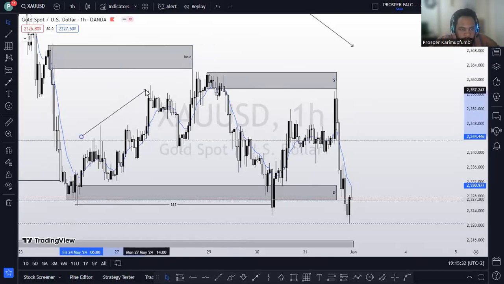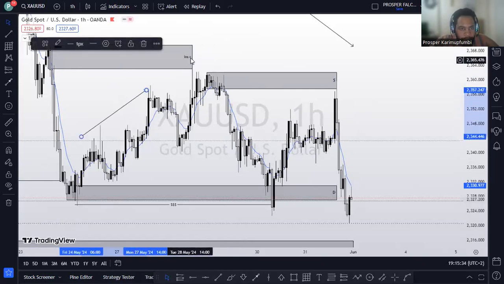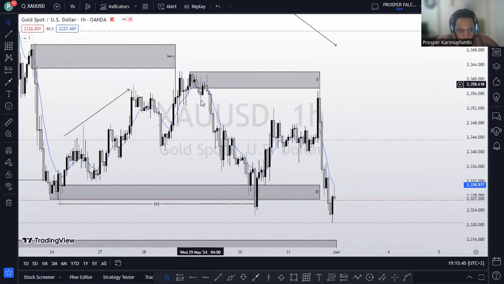So I was looking at this movement, gold going up, coming back, fulfilling on this supply, and started dropping to the downside. So I didn't actually catch this move on sales. I wanted to catch this move on sales. So here's what happened.